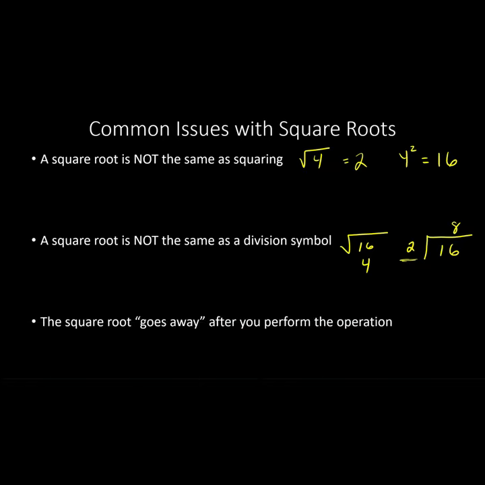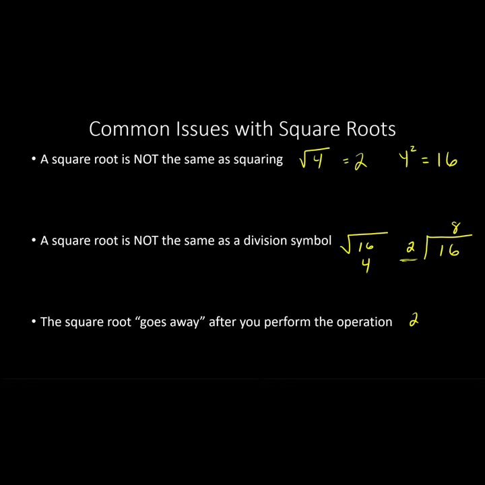And lastly, the square root "goes away." Now I have that in quotation marks because I don't like the verbiage "goes away" after you perform the operation, but it is an operator. It's telling you to do something to the number or expression underneath it. And after you do that thing, you no longer need the symbol there.